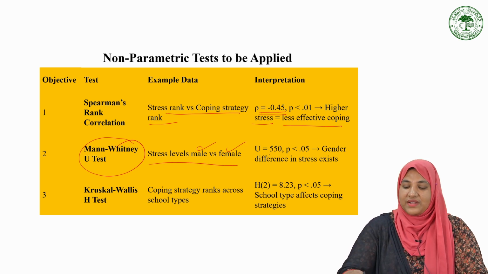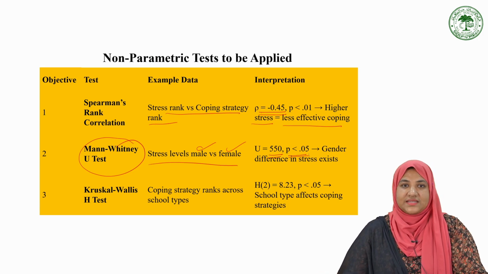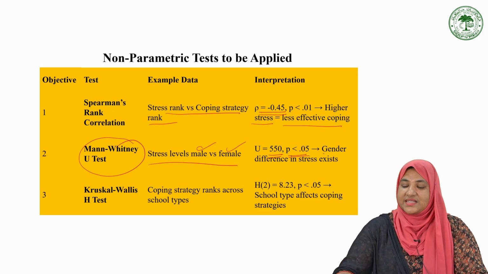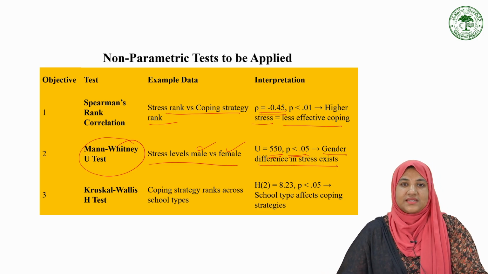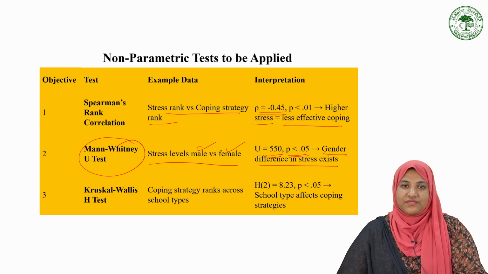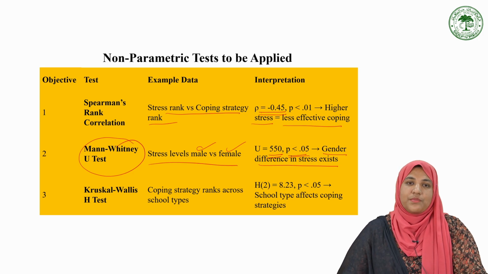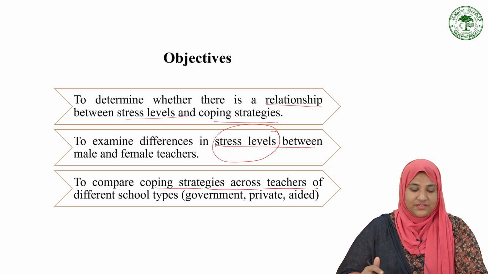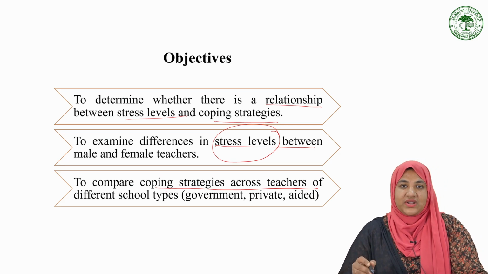The Mann-Whitney U value is 550, and the p value, that is the significance level, is less than 0.05, which indicates that gender differences exist in the stress. That means as per the values we can calculate whether the males are having higher stress compared to the female students, because a significant difference exists between the male and the female students, for example. And the next one, let's move on to the third objective, that is to compare the coping strategies.